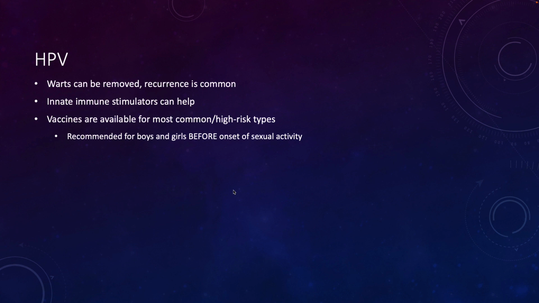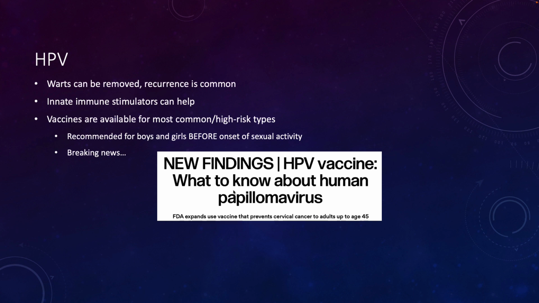There are vaccines available for the most common and high-risk types, especially those that are associated with causing cancer. It is recommended for boys and girls before the onset of sexual activity. So as this vaccine first came out, it was really recommended only for girls. Then they added boys. They do recommend it for preteens and early teens before they begin sexual activity. However, breaking news, the FDA has expanded use of the vaccine to adults up to the age of 45. So if you have not gotten an HPV vaccine and you're under the age of 45, perhaps you should consider it to protect yourself from the development of cancer.